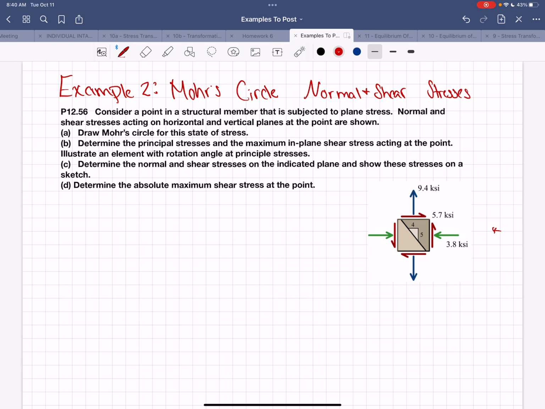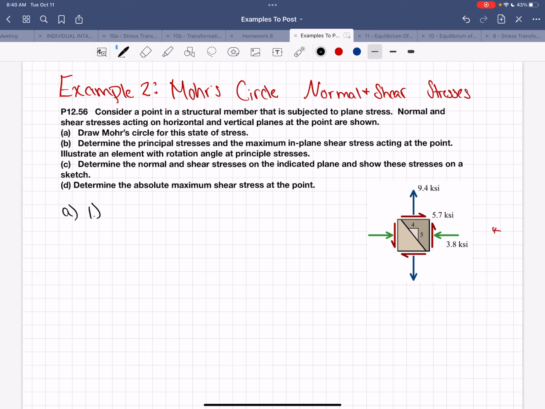Here we go. Part A is to draw Mohr's circle for this state of stress. Part B is to determine the principal stresses and the maximum in-plane shear stresses. And we'll just keep going. So anyways, let's start by drawing Mohr's circle. Part A.